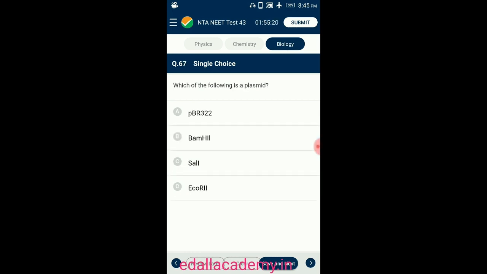Question number 67. Which of the following is a plasmid? pBR322 is the first plasmid vector developed by Bolivar and Rodriguez to transfer a gene of interest to the desired host cell. BamHI, SalI and EcoRI are restriction endonucleases which are used to cut specific DNA segments. So the answer for this question is option A, pBR322.